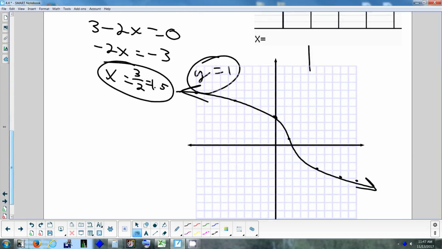Any questions on graphing odd roots? All right.